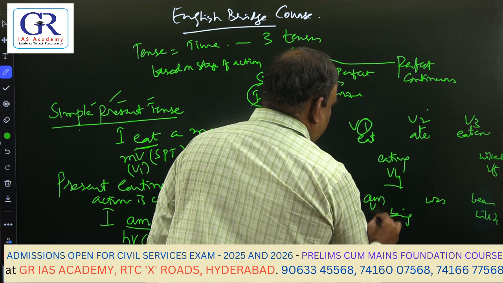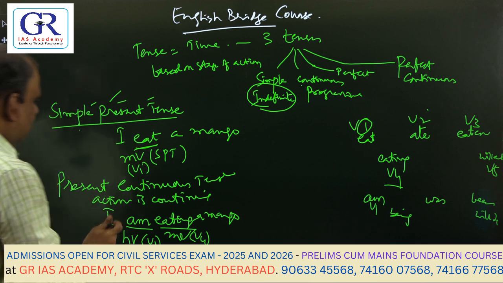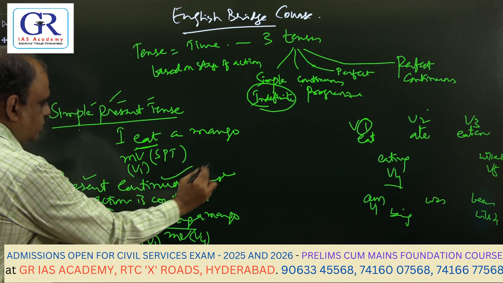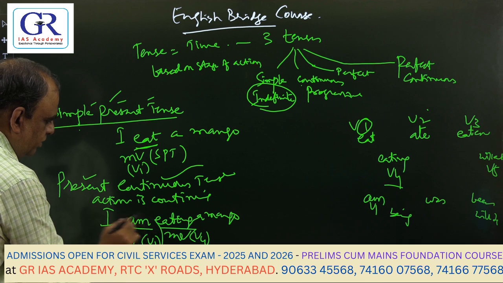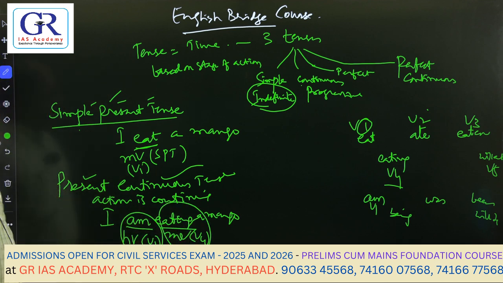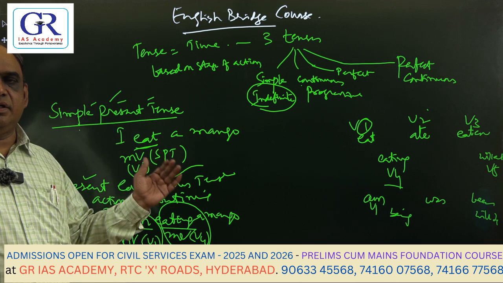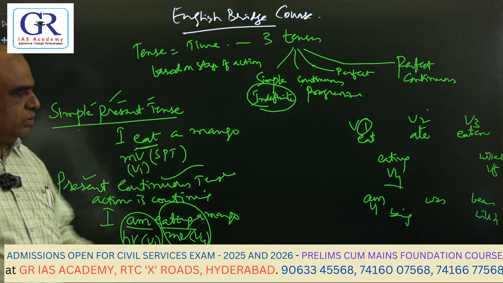So am is V1. So here I have used helping verb V1. If you are supposed to write present continuous tense, you have to use helping verb in V1 form and main verb in V4 form. Don't worry about this V1, V4.